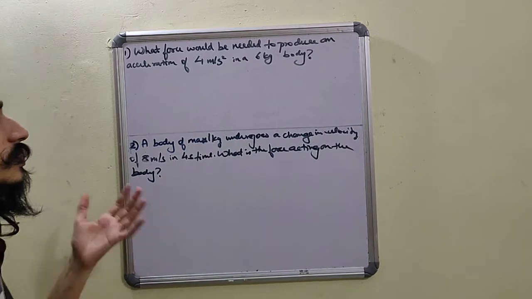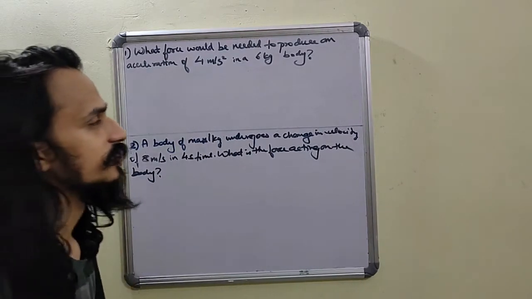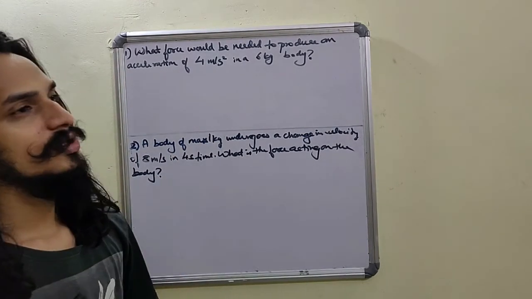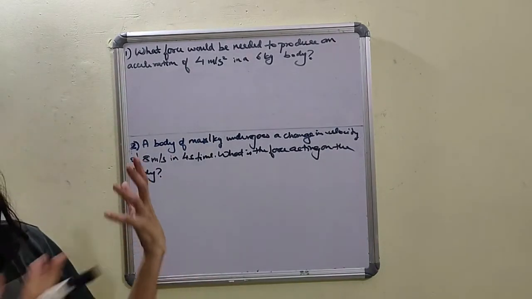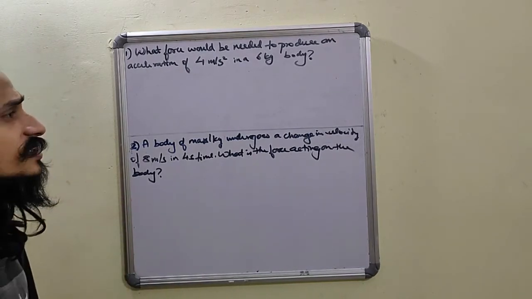I have written two sums on the board. They might not be very visible, but that's fine. I'll have a text anyway. So what I'm going to do, I'm going to show you the formulae that we learned, and use them to solve the sums over here. As simple as that, right?